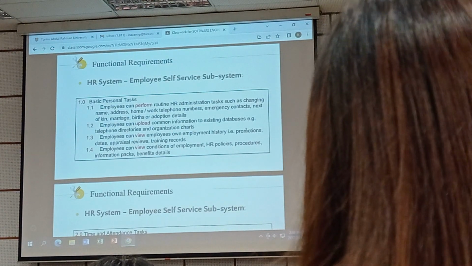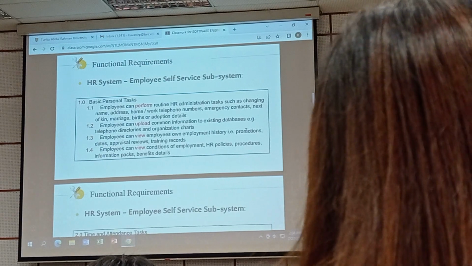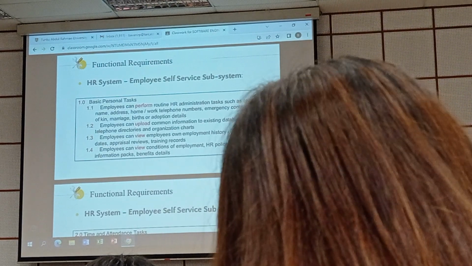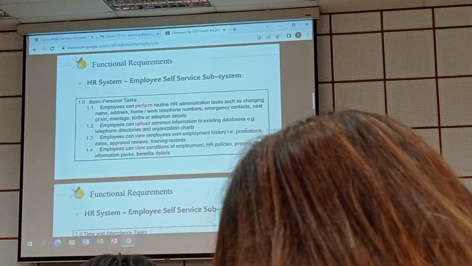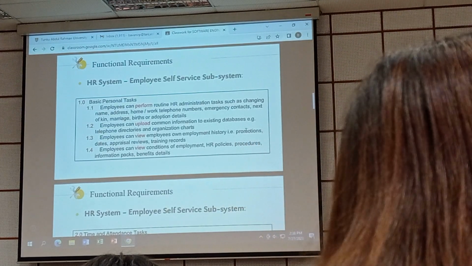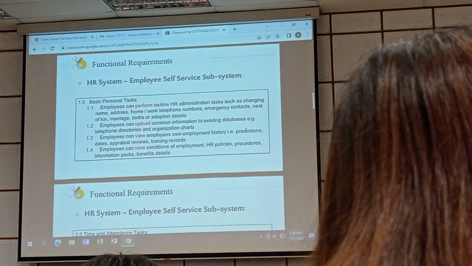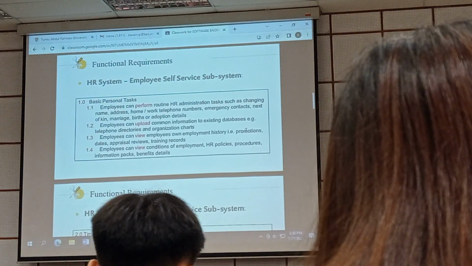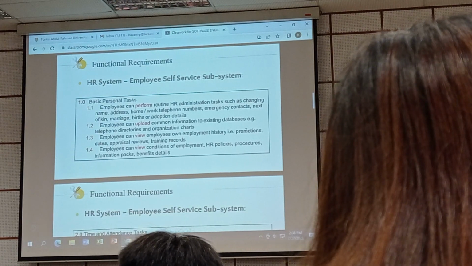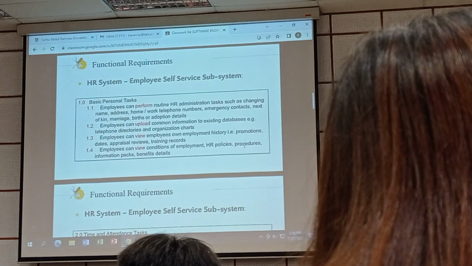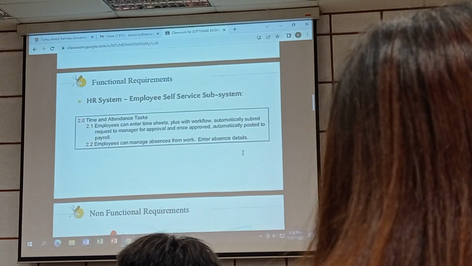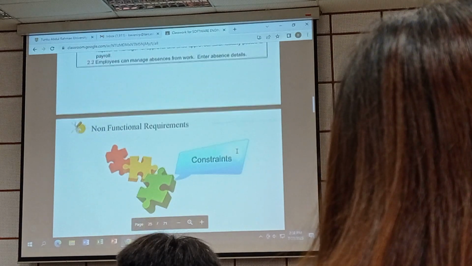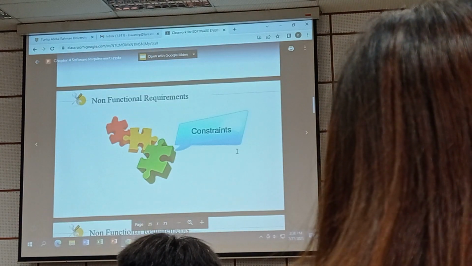So in your assignment, I think you have this question, functional and non-functional requirement. For the functional requirement, this is what you have to identify: what are the actions, how your system behaves. This is another example of an HR system. All these are examples of functional requirement.